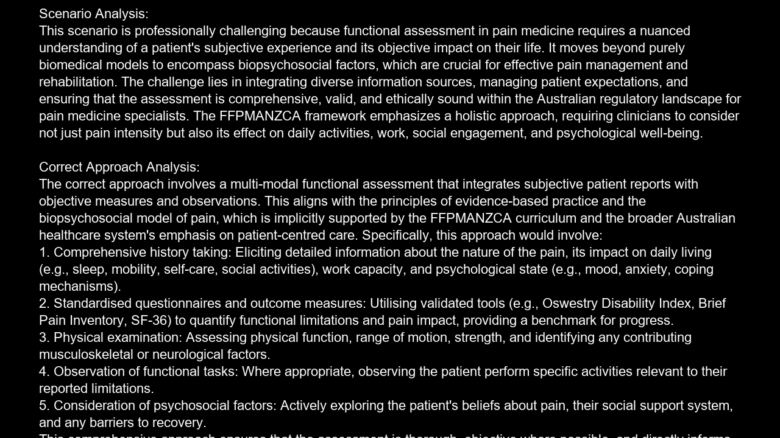The challenge lies in integrating diverse information sources, managing patient expectations, and ensuring that the assessment is comprehensive, valid, and ethically sound within the Australian regulatory landscape for pain medicine specialists. The FFP-Manska framework emphasizes a holistic approach, requiring clinicians to consider not just pain intensity, but also its effect on daily activities, work, social engagement, and psychological well-being.